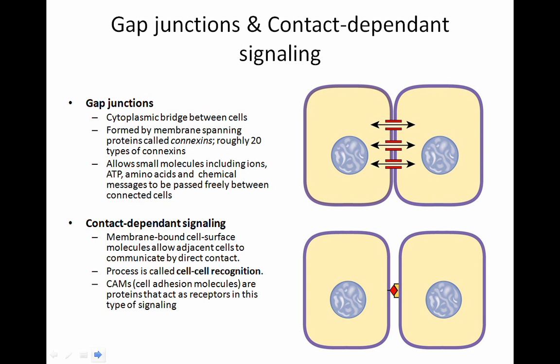When two cells are connected to one another by these connexins, we've created this little passageway so really small molecules can travel back and forth between them. This includes ATP, amino acids, chemicals, ions, any of these little tiny chemical messages, as long as they're small enough. They move back and forth between the connected cells, thus resulting in a change in one cell relative to the other. This is how cardiac muscle works. They're connected by gap junctions.